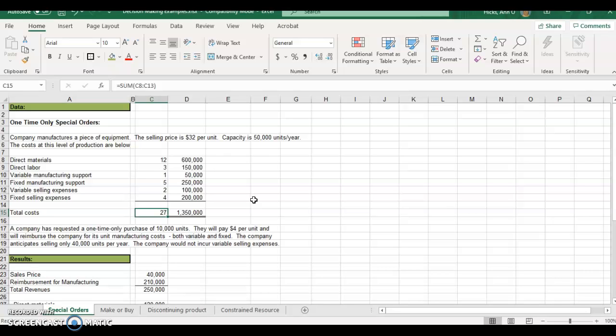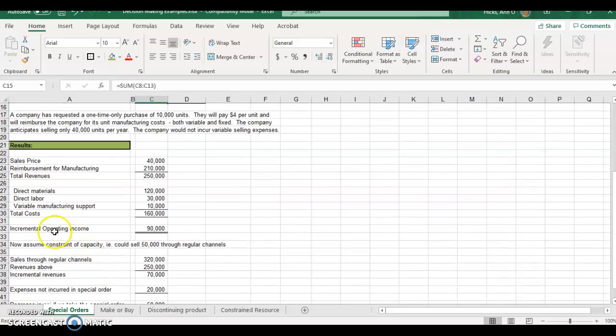outside of this special order, and we would not incur any variable selling expenses on the special order, which probably means the variable selling expenses or commissions, which we may not have to pay given the fact that the company reached out to us. So here's the analysis.